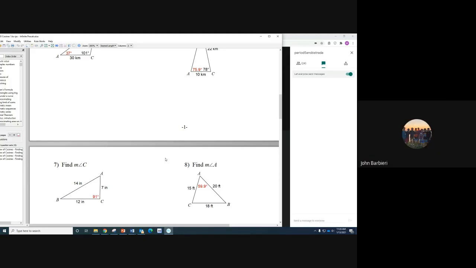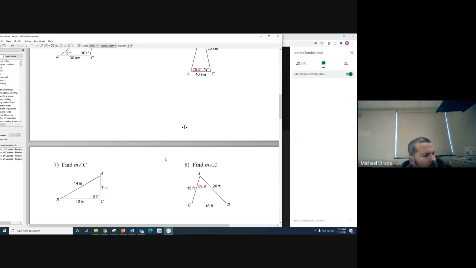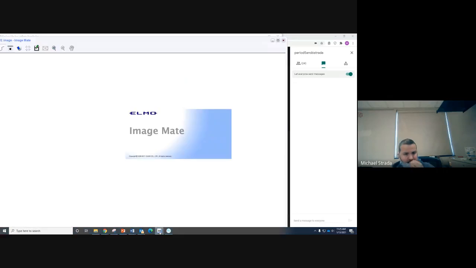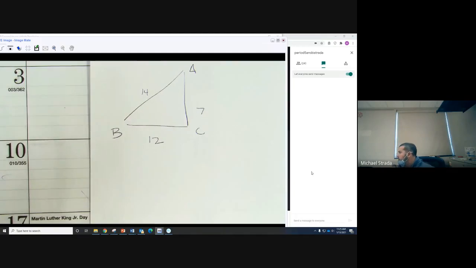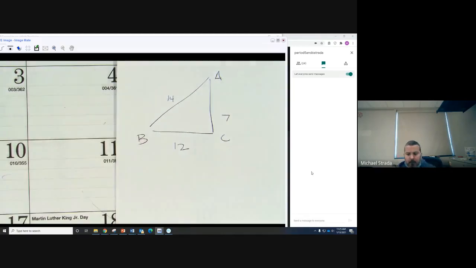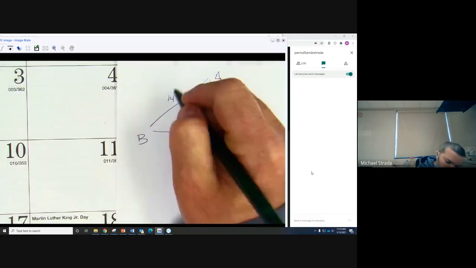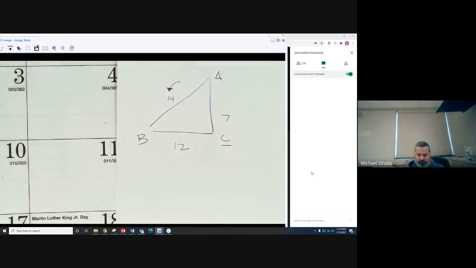Can you go over number 7? Absolutely. Okay, open this up. There we go. Okay, so we're trying to find the angle C, and we're in luck because that's opposite the longest side. So this is a one-step move.